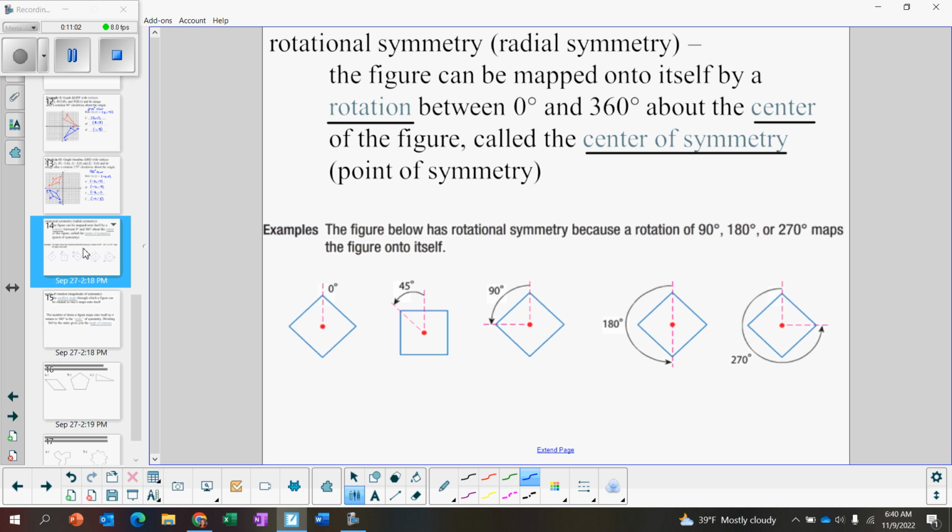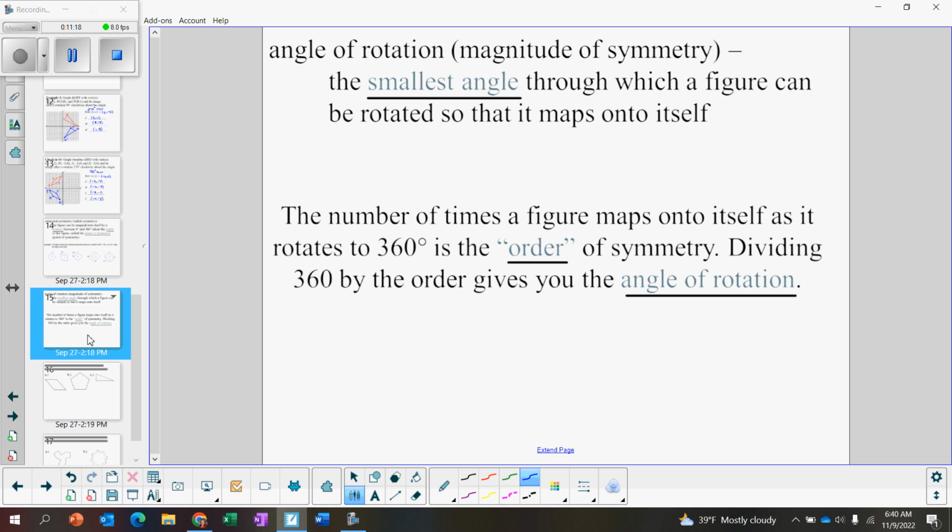So the last thing we'll talk about today is rotational symmetry. That's when a figure can be mapped onto itself by a rotation between 0 degrees and 360 degrees about the center of the figure, called the center of symmetry. The angle of rotation, which is sometimes called the magnitude, but we'll stick with angle, is the smallest angle through which a figure can be rotated so that it maps onto itself. The angle of rotation has to be less than 360 degrees, or the figure does not have rotational symmetry.